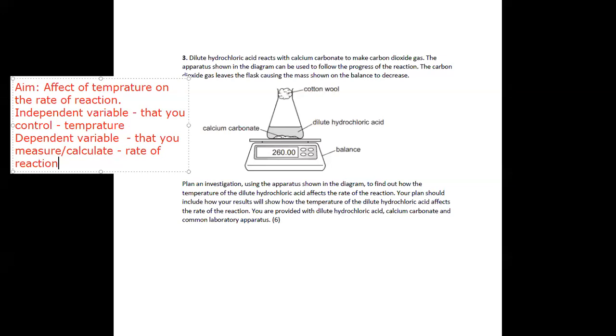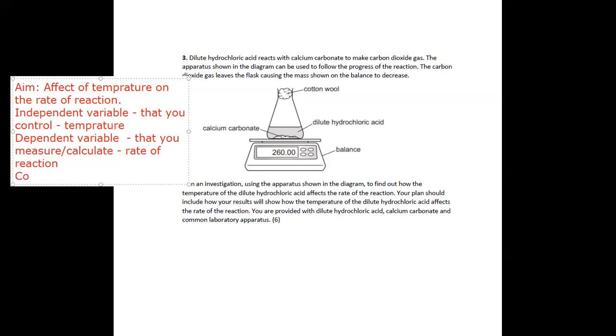So that's the first thing you do. You write down the aim, and then you figure out your independent variable and dependent variable. So independent variable is the variable that you're going to be controlling, right? So what can I control, or what can I change in this reaction? I want to change the temperature. So when I change the temperature, what will happen? Rate of reaction will change. I will calculate the rate of reaction. I cannot control the rate of reaction, but I can calculate it. So rate of reaction is my dependent variable.